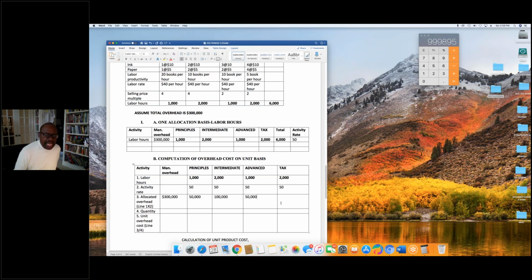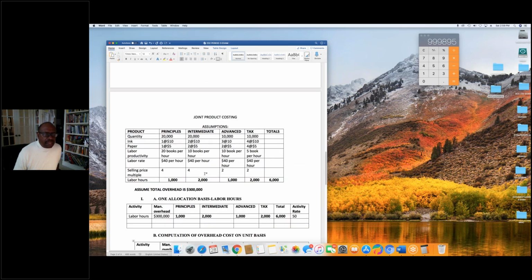And finally, our tax book is going to get 2,000 times 50, or it's going to get 100,000 also. So you see that we've allocated the overhead to each book based on the activity rate, which we calculated here. So this is a weighted average of 50. So the overhead is being allocated at that rate.